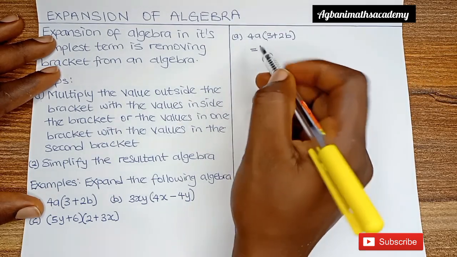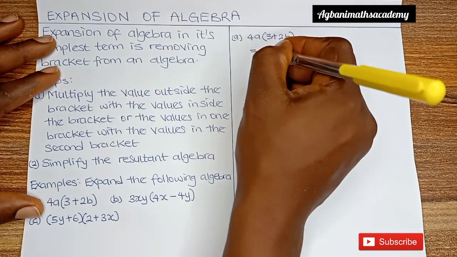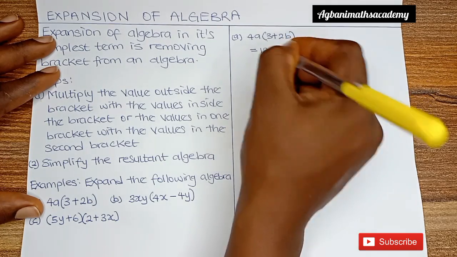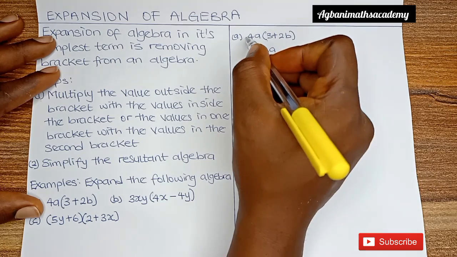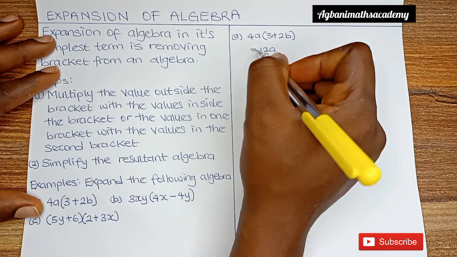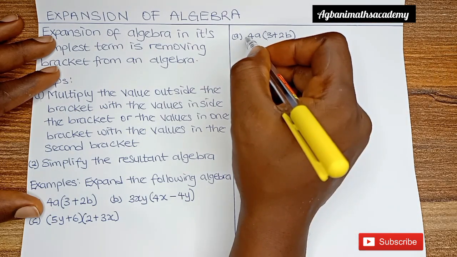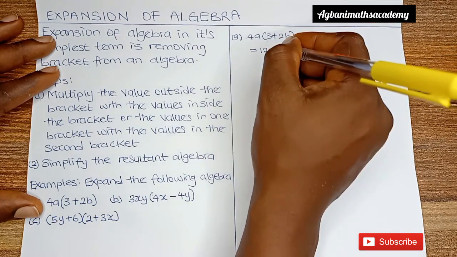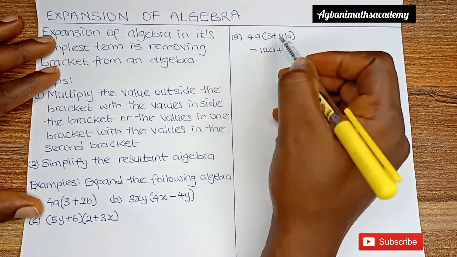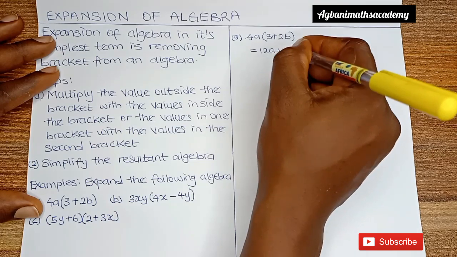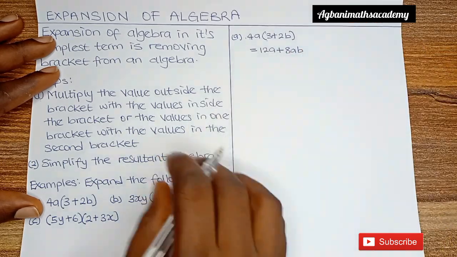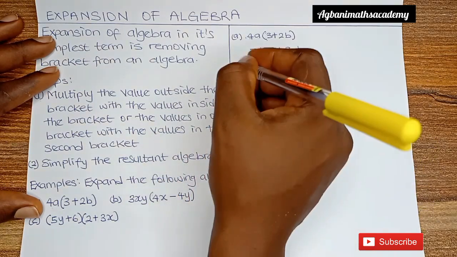4 multiplied by 3 is going to give us 12. And a multiplied by, there's no alphabet here, so we just bring down a. Remember, there's a positive sign here and a positive sign here. Plus multiplied by plus will also give us an invisible plus. Next, plus multiplied by plus will give us plus. Always multiply the signs first. 4 multiplied by 2 is going to give us 8, and then a multiplied by b is going to give us ab. Very simple. So this is the first example.